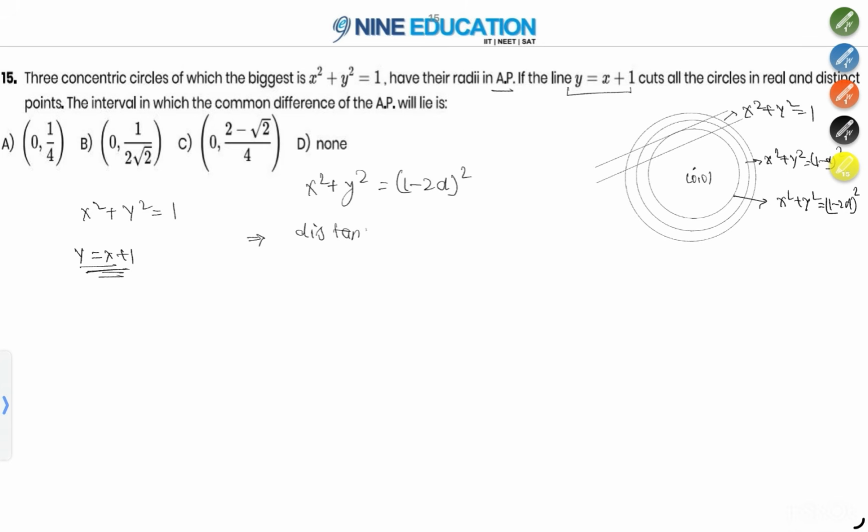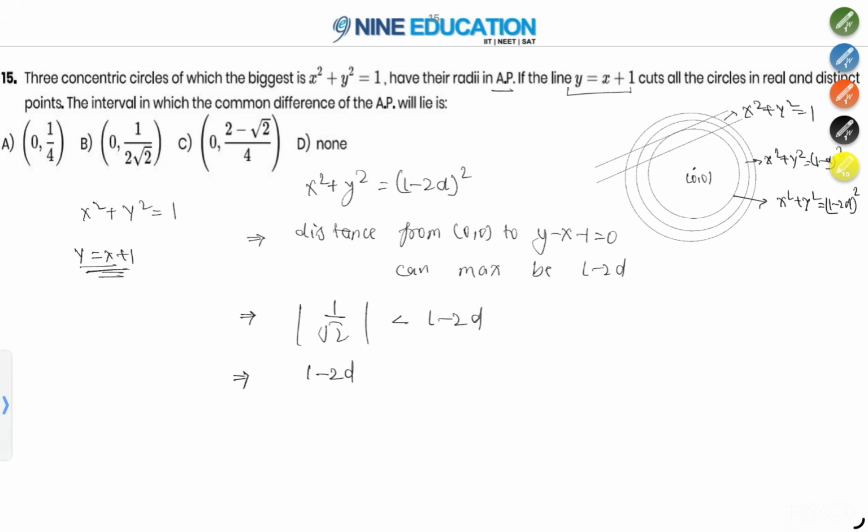So this will imply the distance from the origin to y minus x minus 1 equal to 0 can at max be 1 minus 2d. So just find the distance that we have. 1 by root 2, the perpendicular distance I have found, is less than 1 minus 2d. So simplify it. So you will get 1 minus 2d equal to, also we can take, because it can be the tangent as well. So 1 minus 2d. Okay, one second.